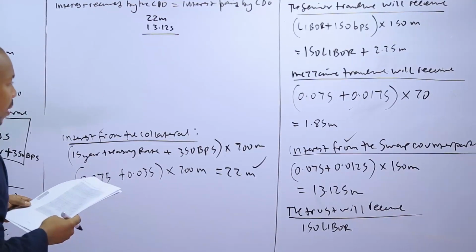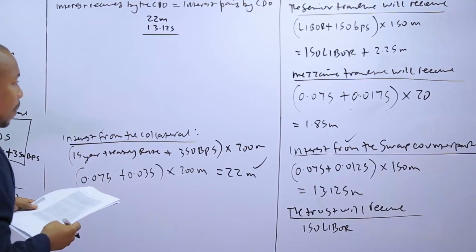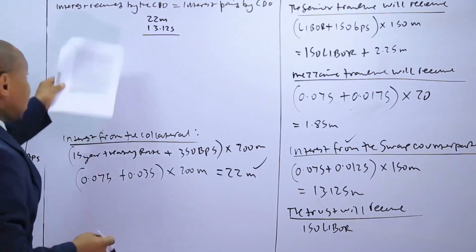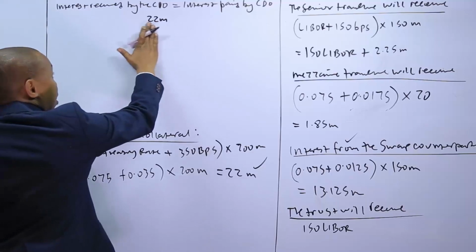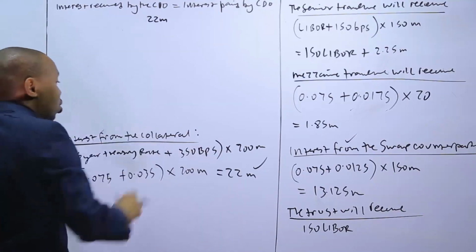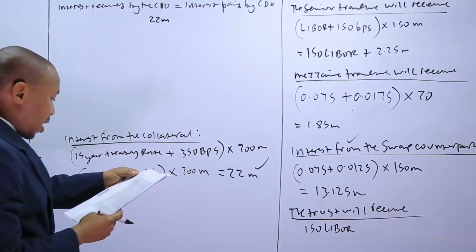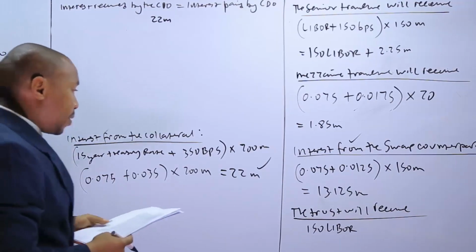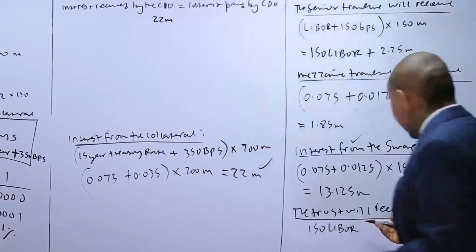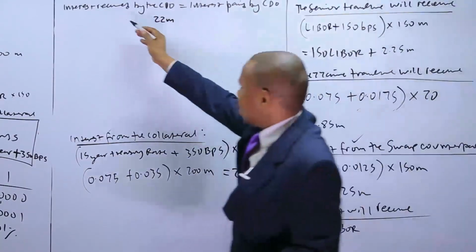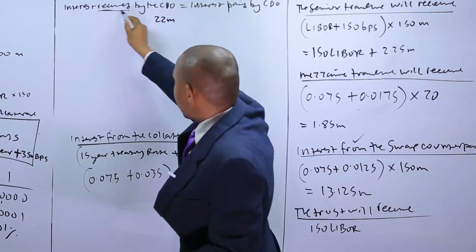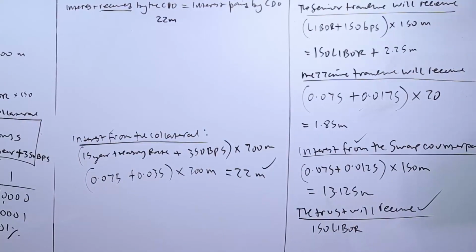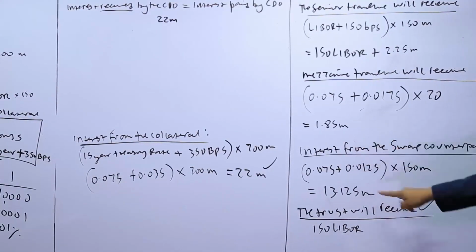I think I might have made a small mistake. We were confusing things. We're talking about the collateral itself, interest received by the CDO. So pardon me, let's wrap that first. It's 22 million. And the interest that is received from the swap counterparty is just 150 LIBOR. Sorry, the word is received. Right over here, we are receiving from. So this is what we are actually going to receive, not this one over here.